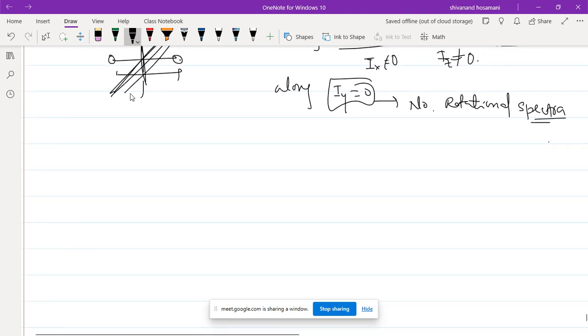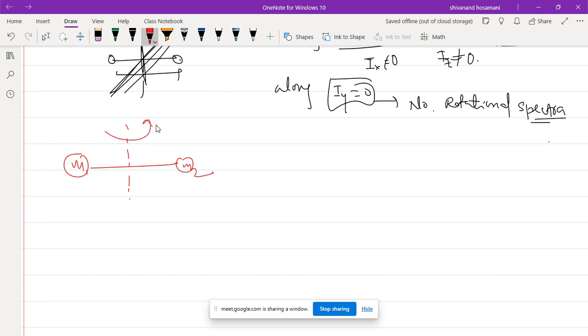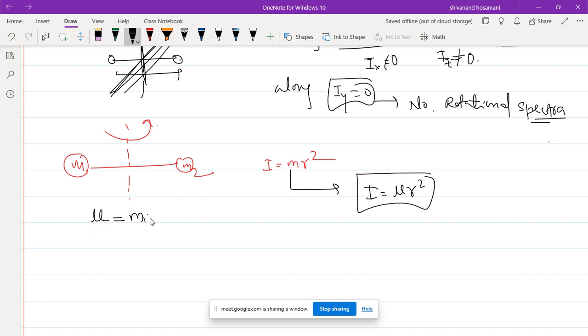Let us consider two masses, one mass m1 and one mass m2. As it is rotating about the axis, like this, it is going to possess a moment of inertia. Let us call its moment of inertia I equal to mr square. Since there are two masses, we take it as a reduced mass, so I equals mu r square, where small mu is the reduced mass, given by m1 m2 divided by m1 plus m2. Using this we calculate I.